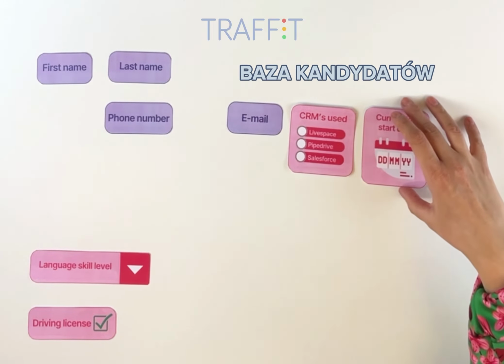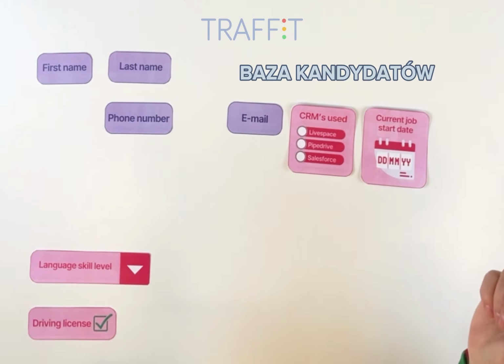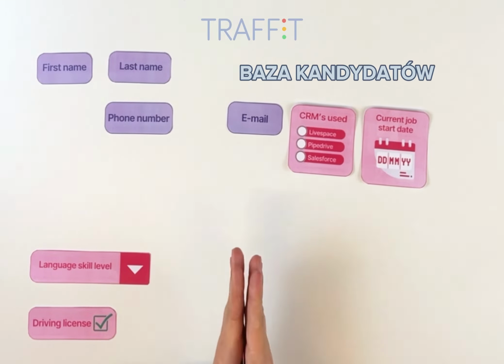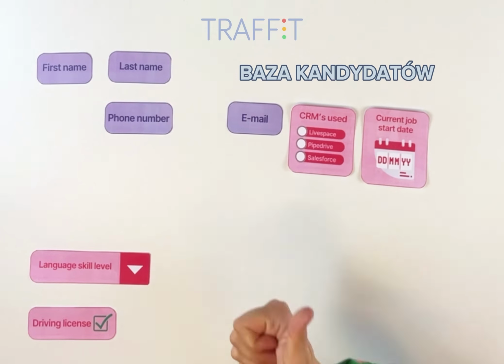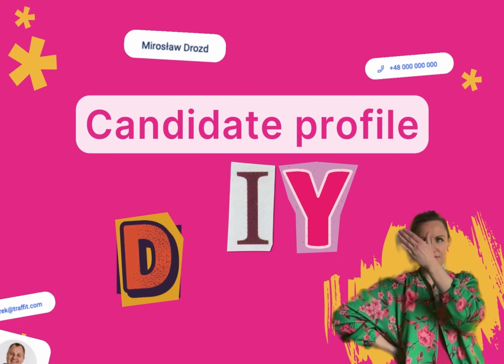Now I can filter the candidates in my talent pool according to these criteria. For example, I can see a list of candidates who have experience in working with LifeSpace CRM. Finding real talents in my database is much easier with that. You can also filter your talent pool however you like. All you need is a DIY candidate profile in TRAFFIT.